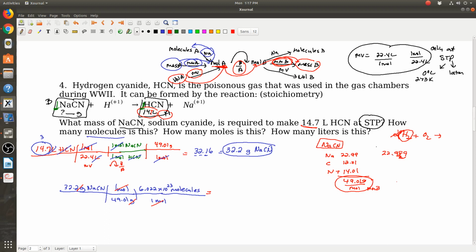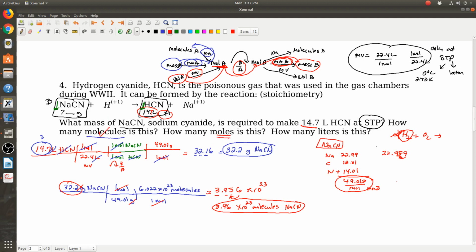So this is 3.956, and now I look for significant figures. It's going to be times 10 to the 23rd, but I need to look at sig figs. There are 3 sig figs here, so I have to do 1, 2, 3 sig figs. That has to round up. So 3.96 times 10 to the 23rd molecules of sodium cyanide. All right, that's the molecule answer.